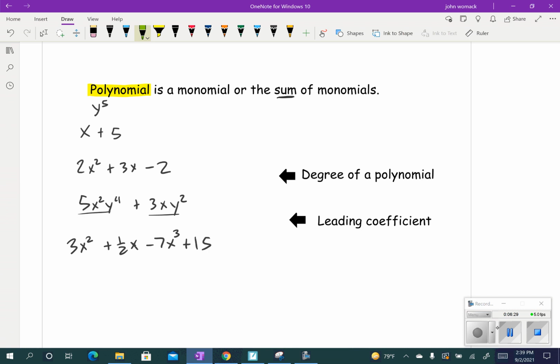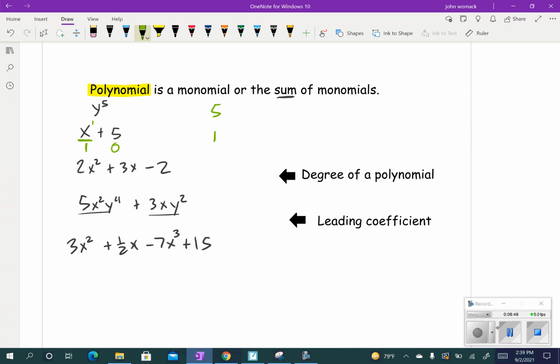Let's do the degree of y to the fifth. It's only got one term. It's just a monomial, so it's degree 5. If you look at x plus 5, this term, right, it's x to the first power, it's degree 1. This is degree 0. I just take the highest one. So that polynomial would be degree 1.